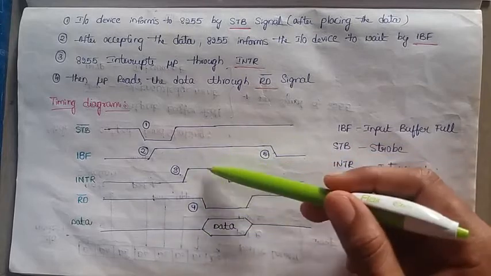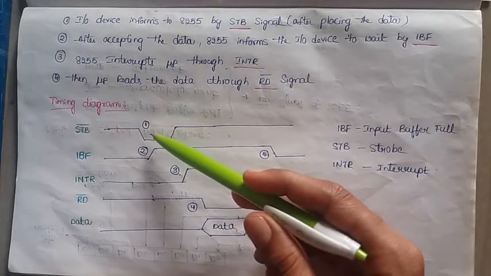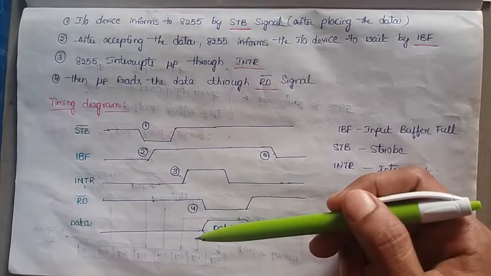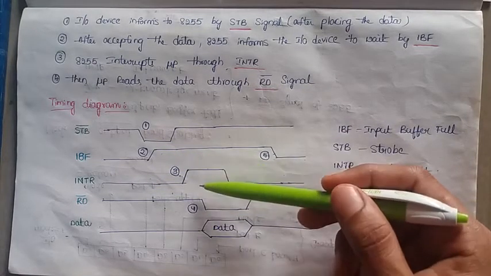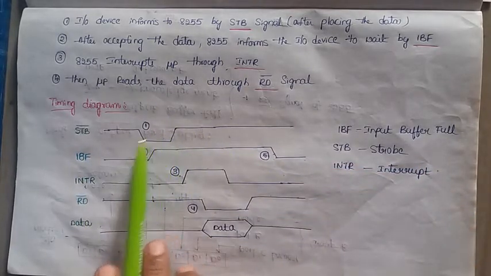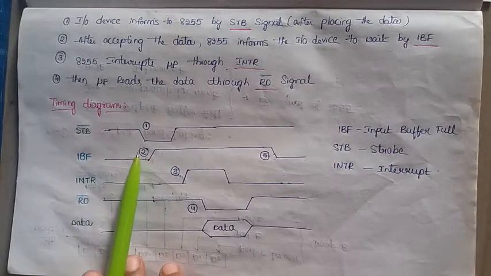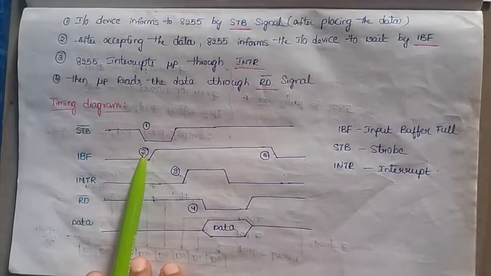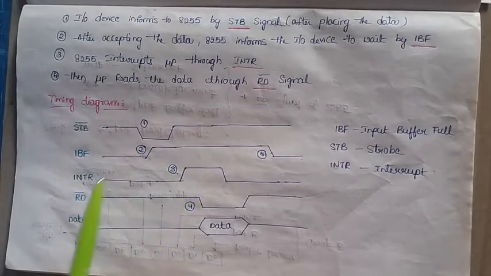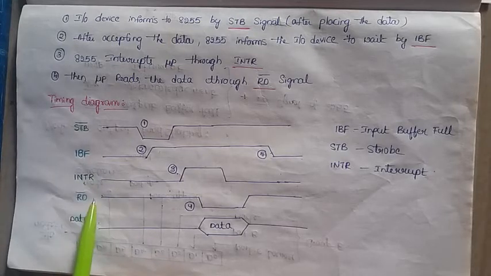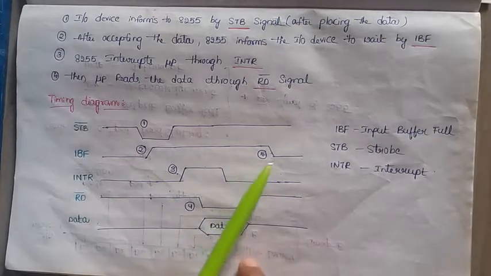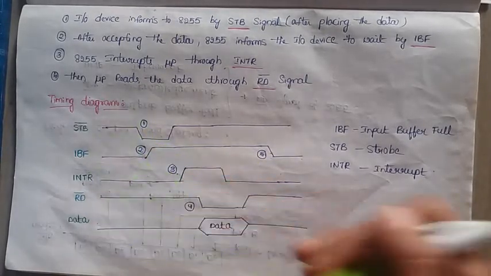If you see its timing diagram, 8255 doesn't have any clock. Timing diagrams are usually drawn with respect to T states, nothing but the clock. As it doesn't have any clock, the timing diagram is drawn with respect to the sequence. First the strobe signal is generated, and then the IBF signal is generated by the 8255 to inform the device to wait for some time. Next the INTR signal is generated by the 8255, and in response to the INTR signal the processor reads the data. Then after reading the data, the IBF signal becomes low. This is the timing diagram.